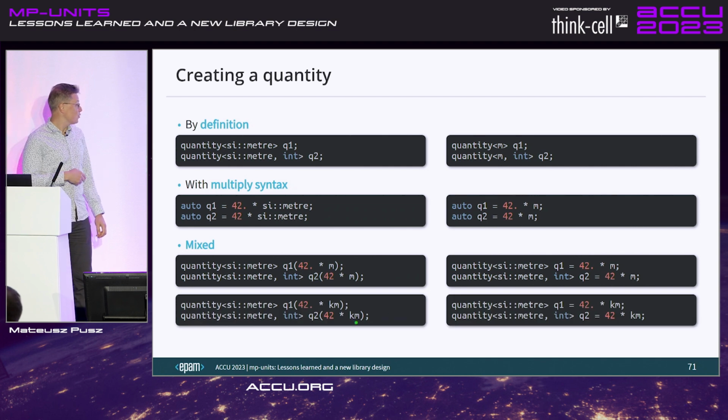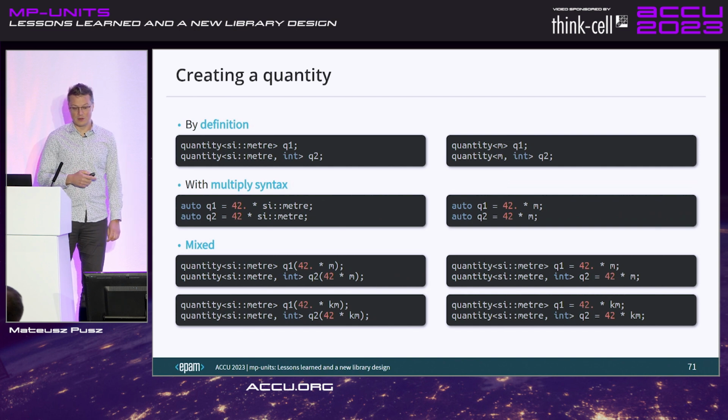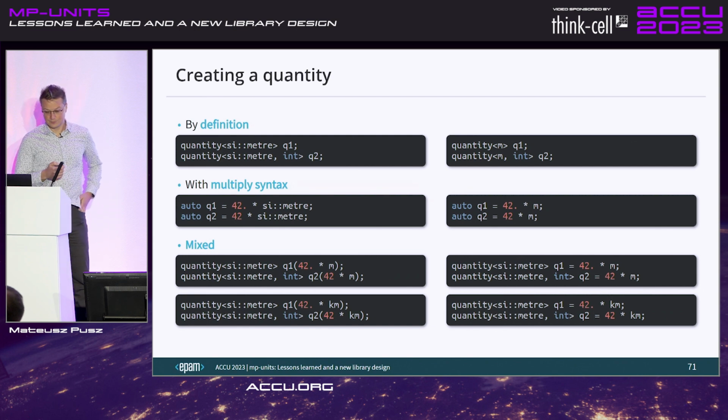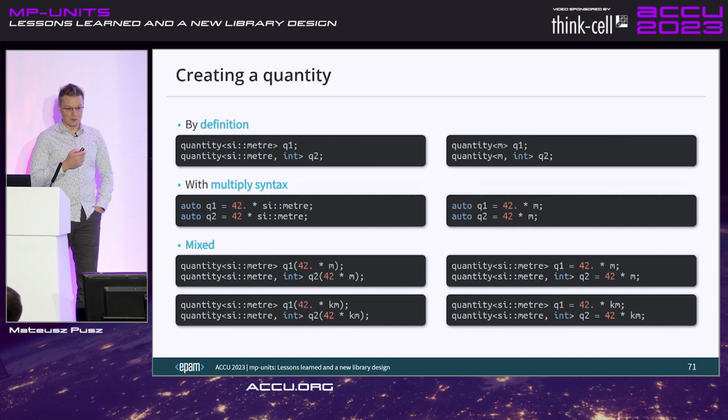And then, of course, you can do conversions. Conversions are implicit if they are safe, not truncating. Then you are fine. You can pass kilometers to meters, everything works fine, and as expected. And this is how you construct quantities.